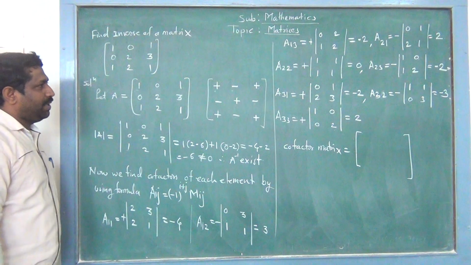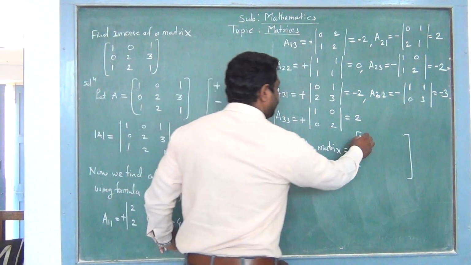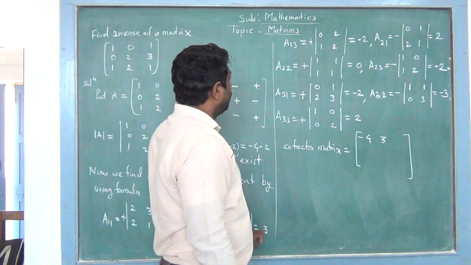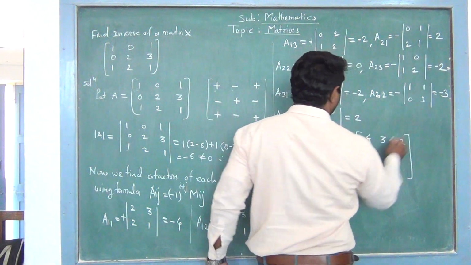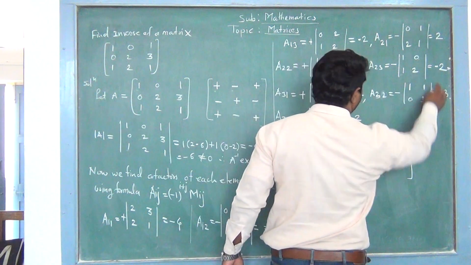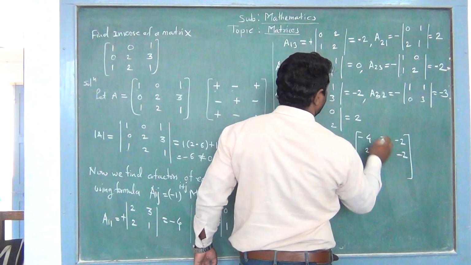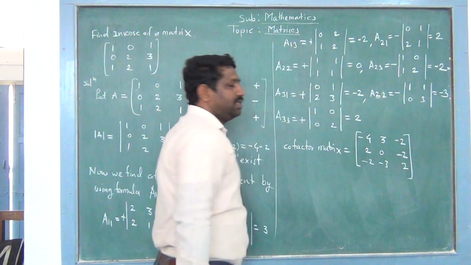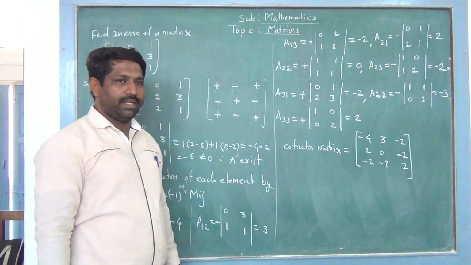We replace each element by its cofactor. So here A11 is minus 4, A12 is 3, A13 is minus 2, A21 is 2, A22 is 0, A23 is again minus 2, and the last row is minus 2, minus 3, and 2. So this is the cofactor matrix.